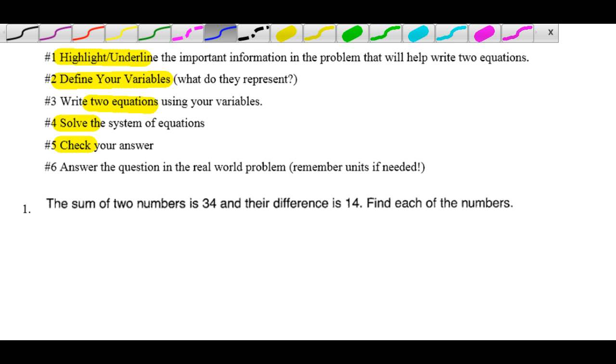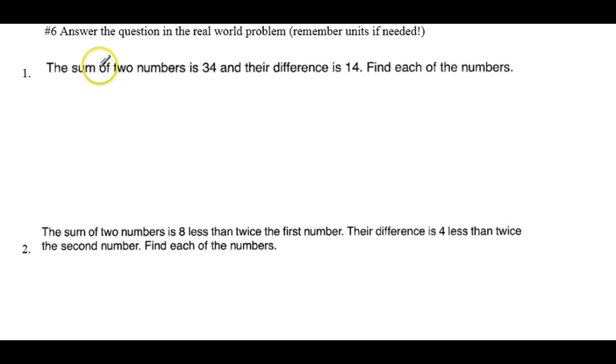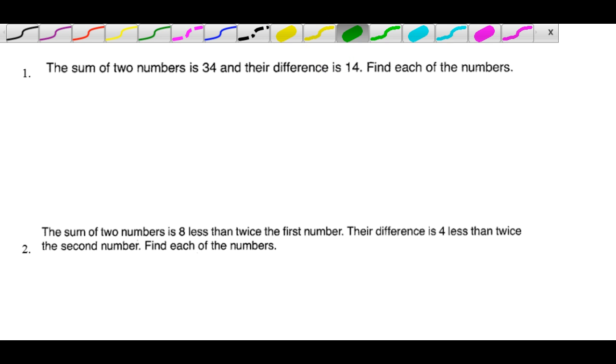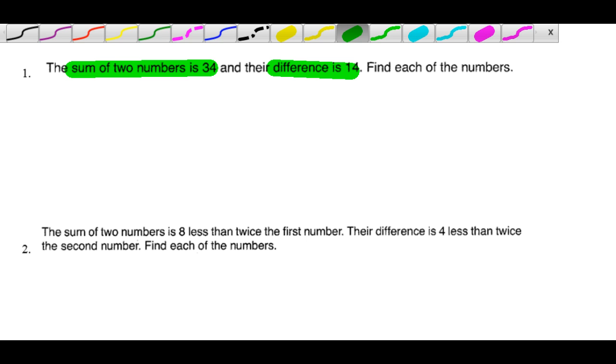Okay? Alright, so let's try this here. So number one. Number one says the sum of two numbers is 34 and their difference is 14. Find each of the numbers. Alright, so remember the first step is to highlight the important information. So what's important here is the sum of the two numbers is 34. Right? Remember sum means adding and their difference is 14, means subtracting. That's the most important thing.